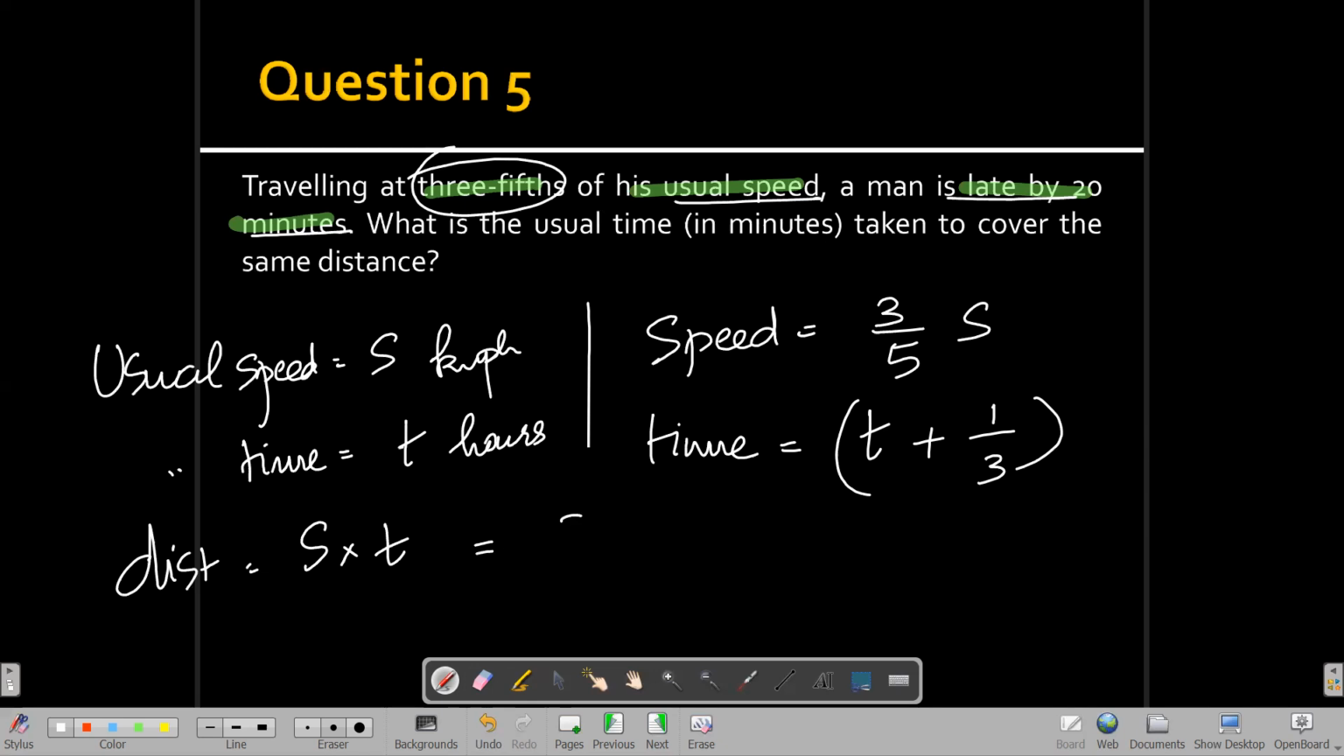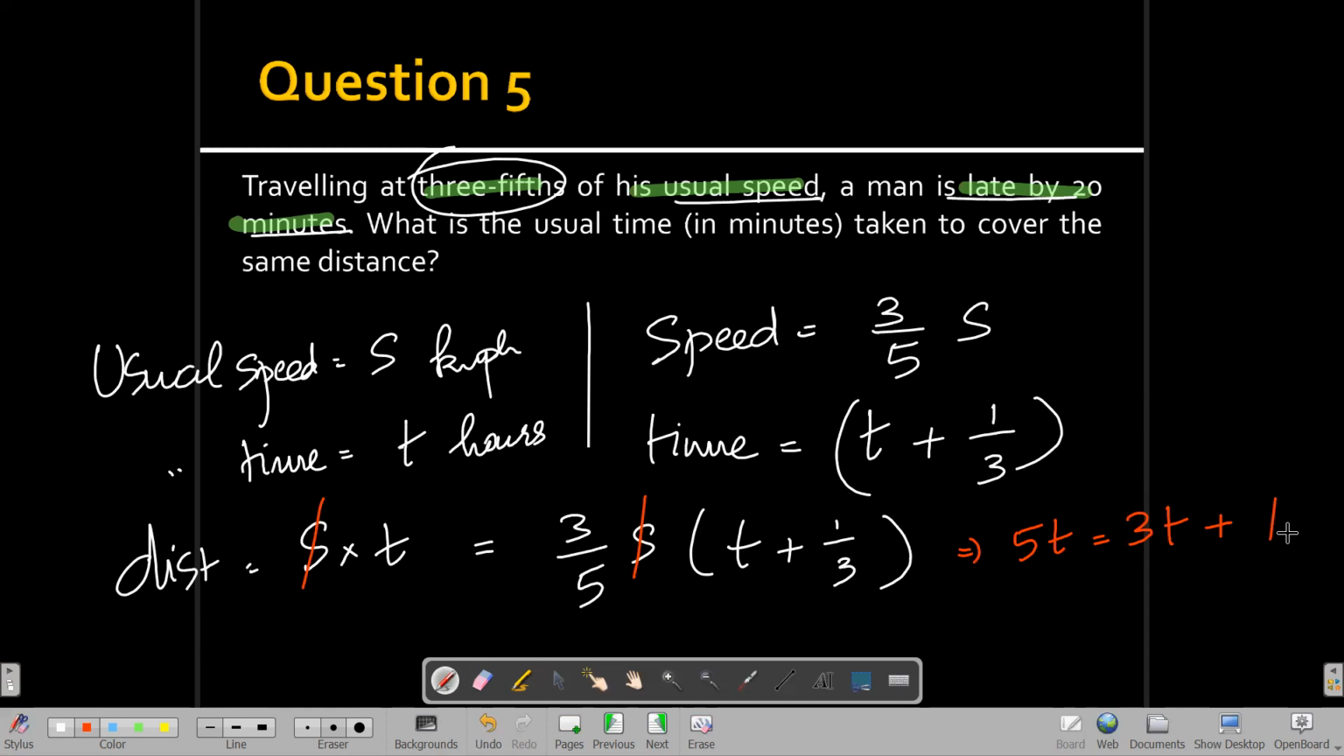S into t is equal to 3/5s into t plus 1/3. All right. And here we can cancel S, and that gives you 5t by cross multiplication. 5t is equal to 3t plus 1. You are taking this 3 inside, so 3t plus 1. So this gets you 2t is equal to 1, or t is equal to half an hour.